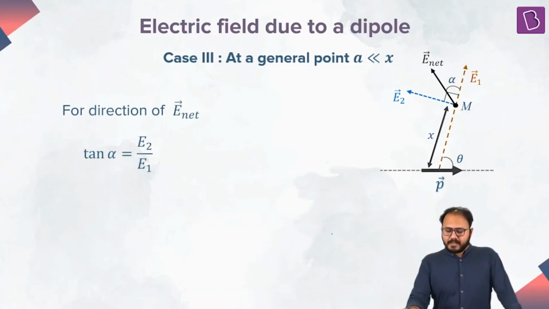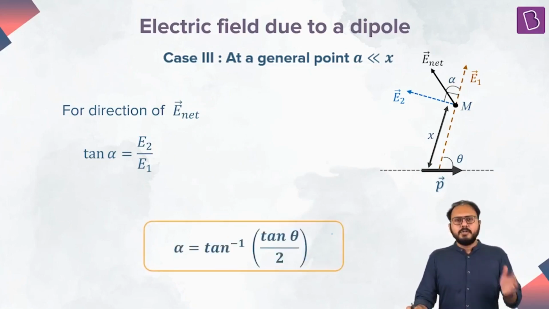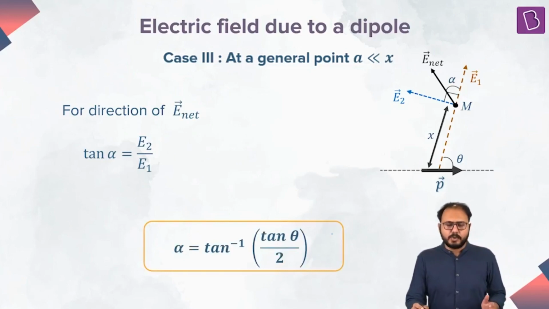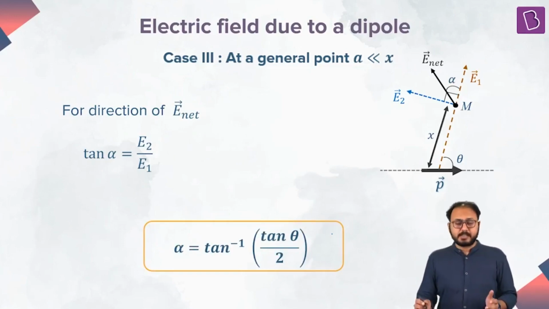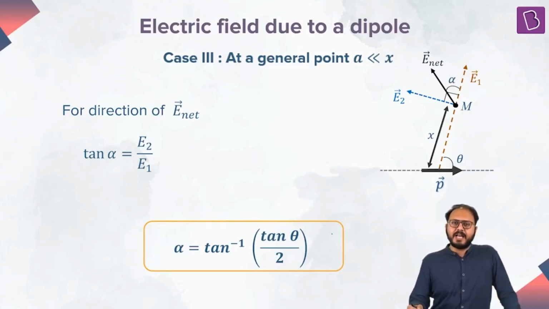For the direction part, very simple again. Tan alpha would be E2 by E1. And if you do that, it comes out that the kp cancels, x cube cancels. What you have is what? 2 sin theta upon 2 cos theta, and you have half tan theta.